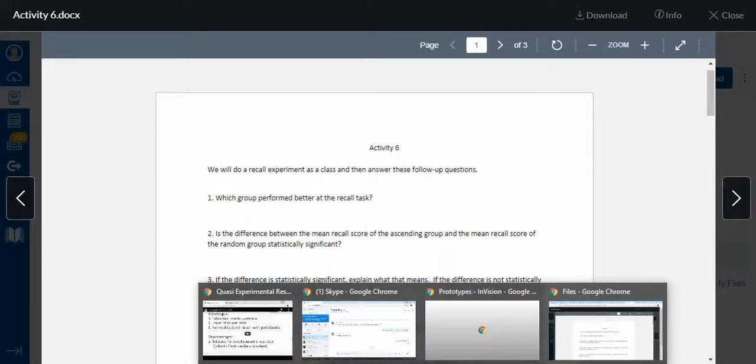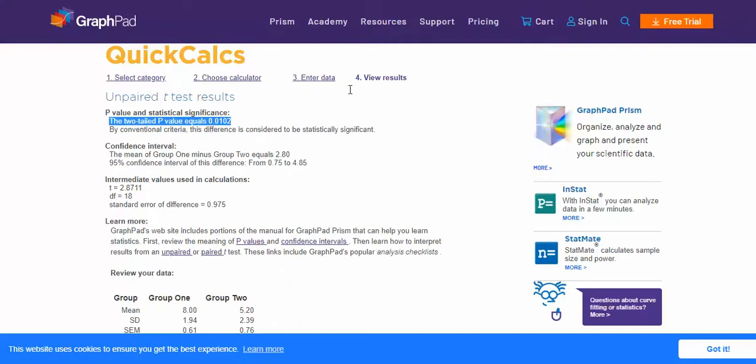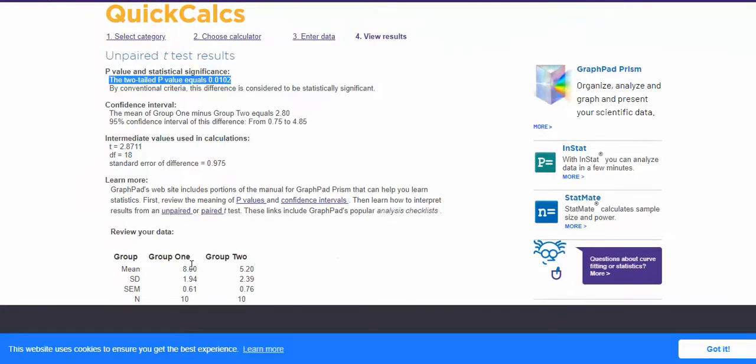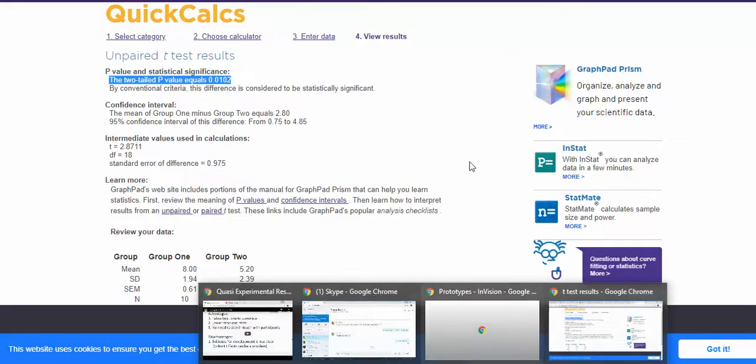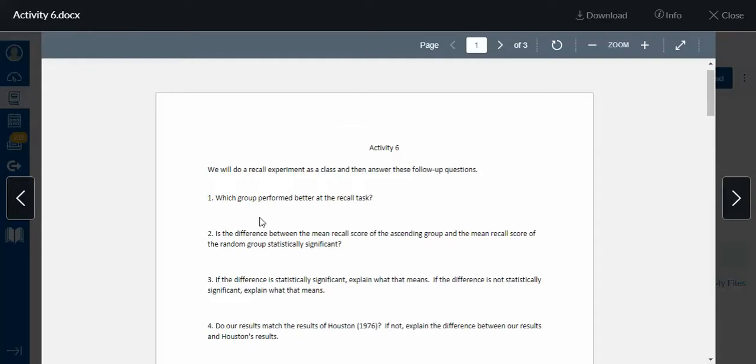So let me look back at mine. Well, it looks like for me, the mean for ascending was 8. The mean for random was 5.2. So in my data set, the ascending group did better and random did more poorly. That would be my answer. But for you, it might be different, because you're making up your own data set.